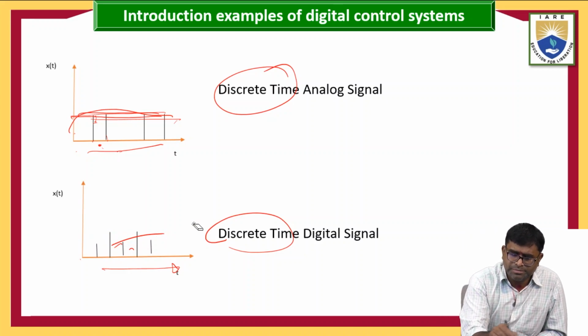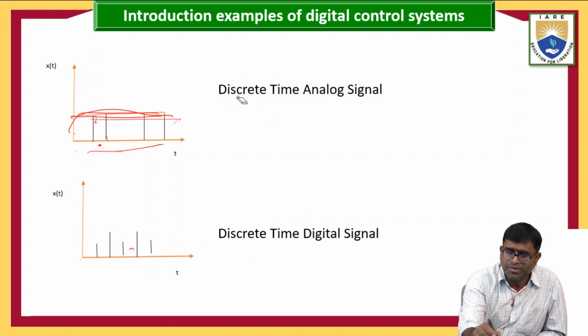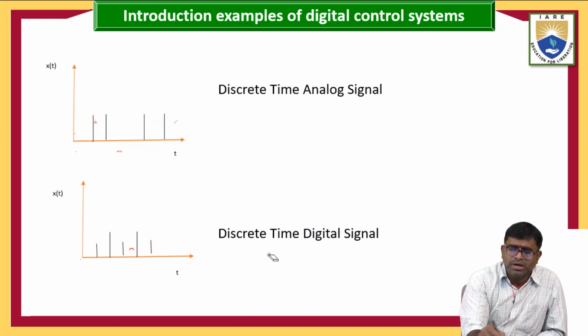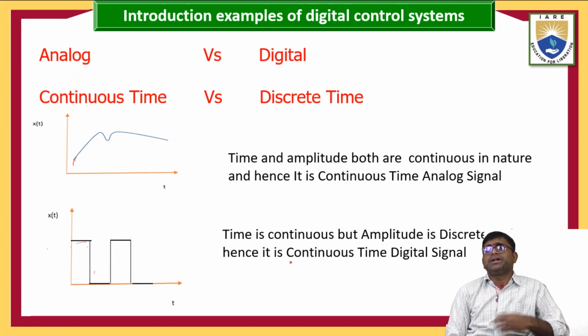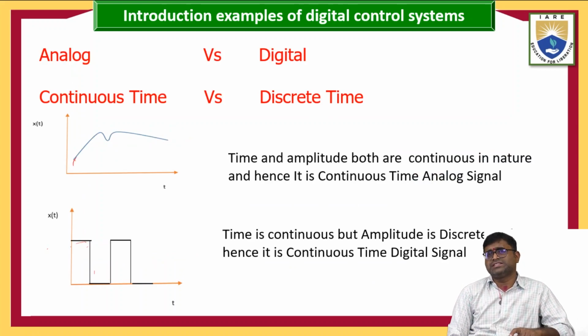These are the types of signals and timing. Okay, all understand? So we have the 4 types: continuous time analog signal, continuous time digital signal, discrete time analog signal, discrete time digital signal. We have 4 types.